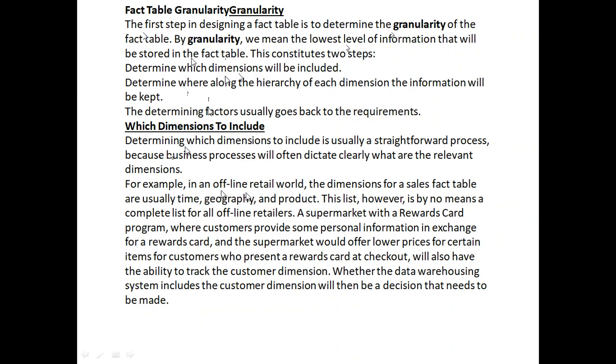For example, in an offline retail world, the dimensions for a sales fact table are usually geography and product. The list, however, is by no means a complete list for offline retailers. The supermarket with a rewards card program where the customer provides some personal information in exchange. So you give some information and they give some rewards. And the supermarket would offer lower prices for certain items for customers who present a reward card at checkout. So you can ignore this.